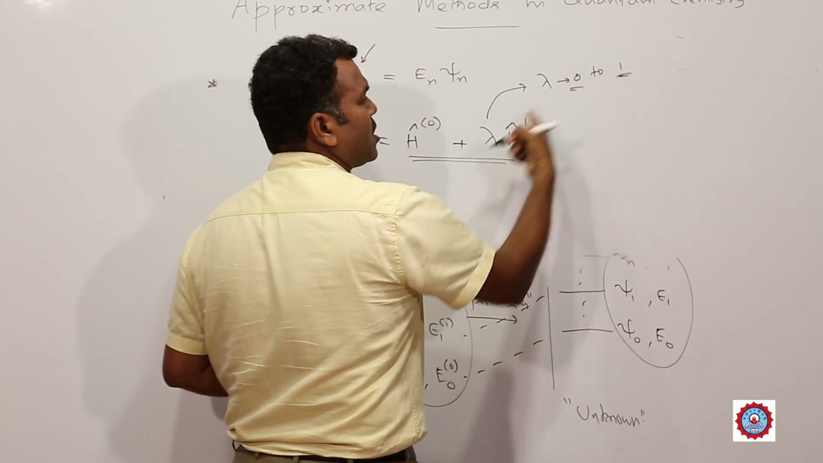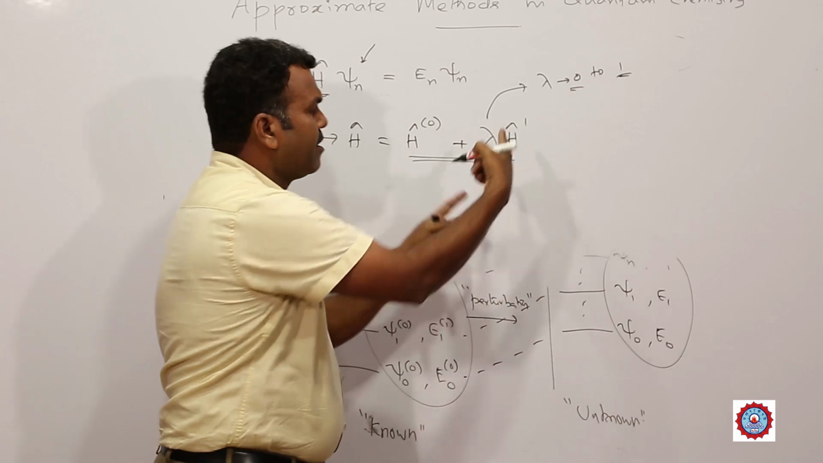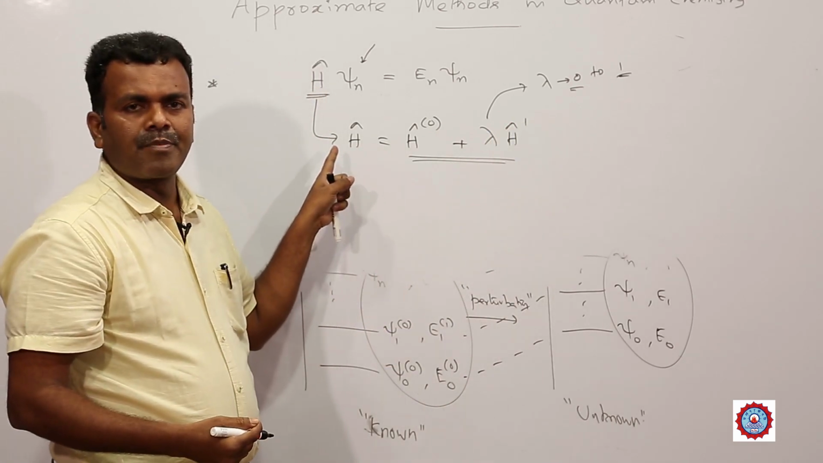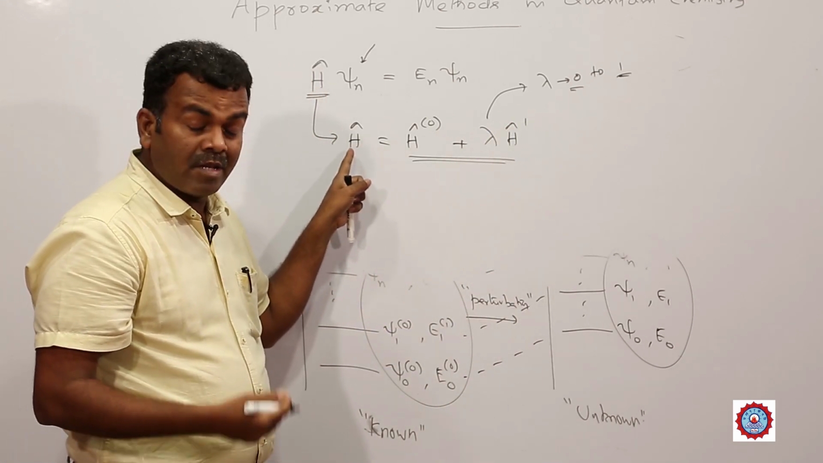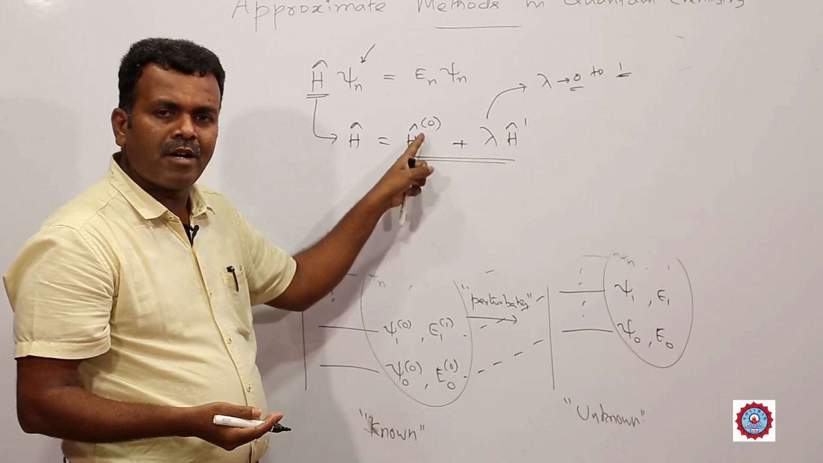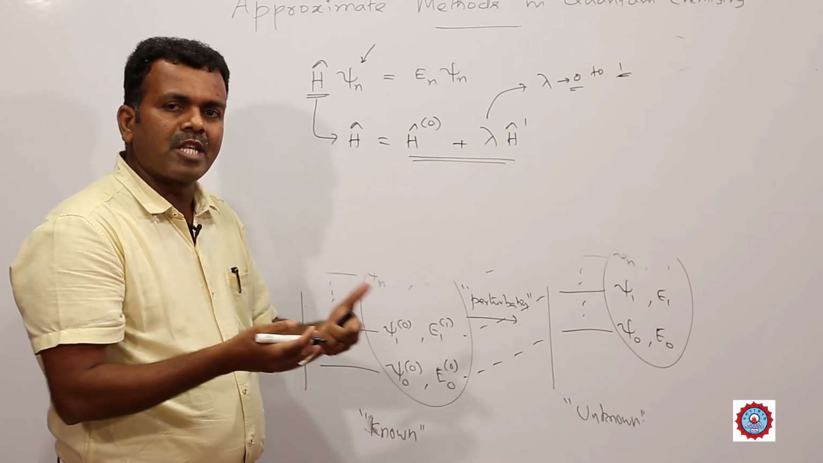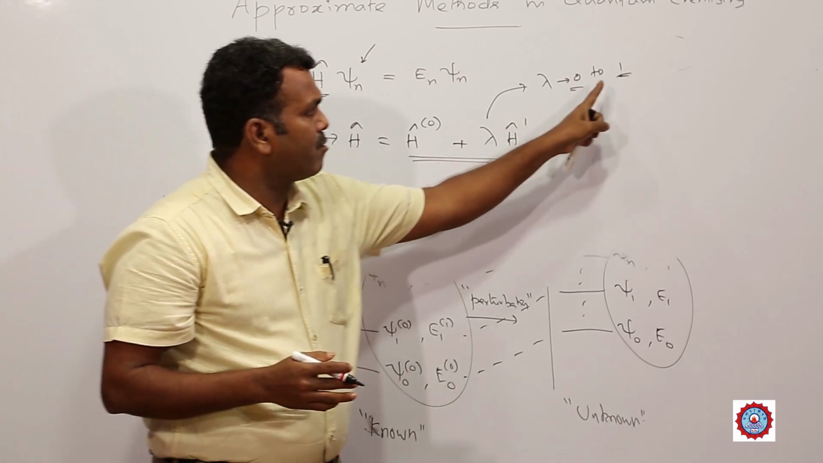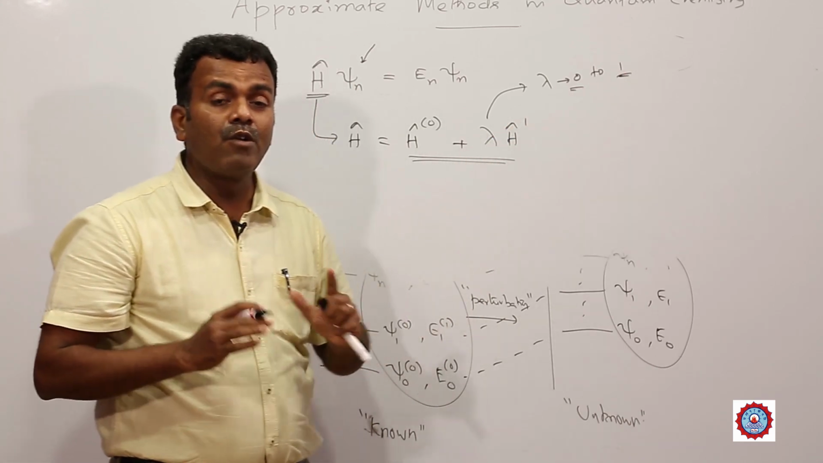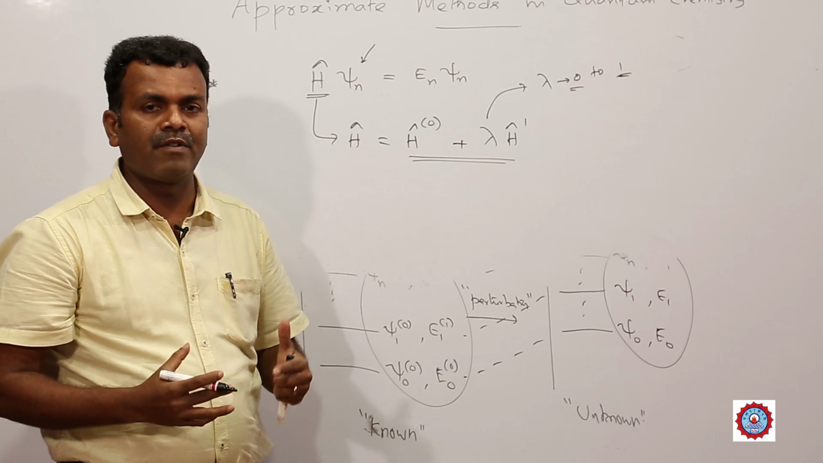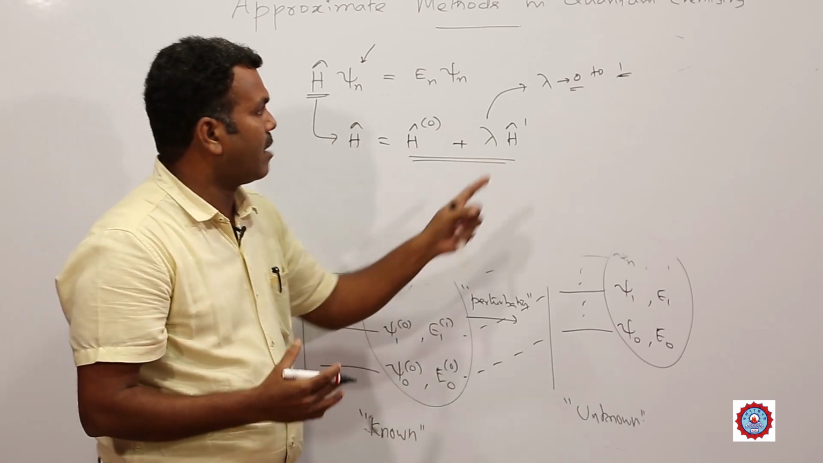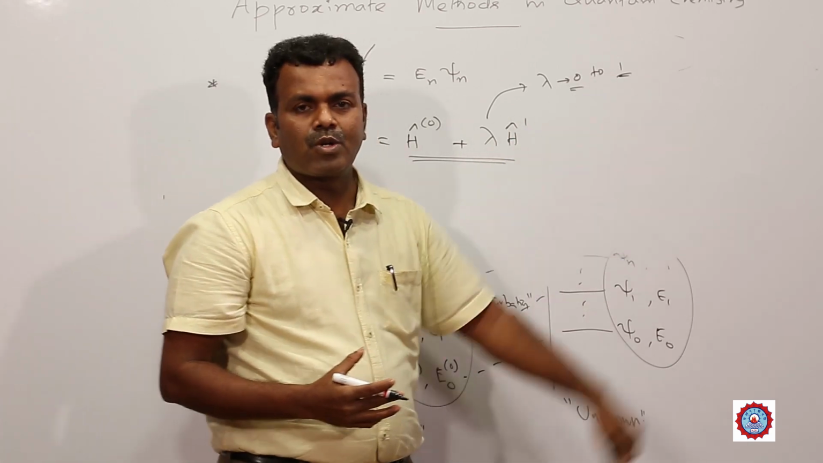If you put lambda as 0, then this term vanishes. So, H operator becomes equal to H operator naught. So, your unknown system is nothing but the known system. Suppose you put lambda equal to 1, it means full perturbation is turned on, that is the meaning of lambda as 1. Lambda can take value from 0 to 1.